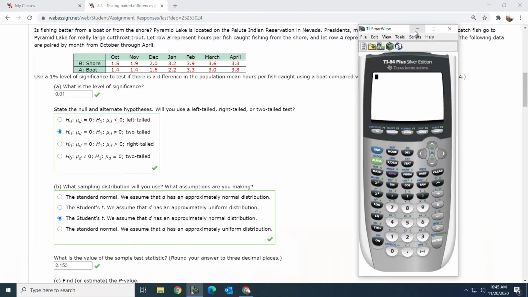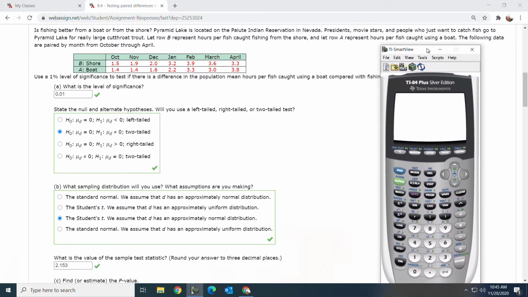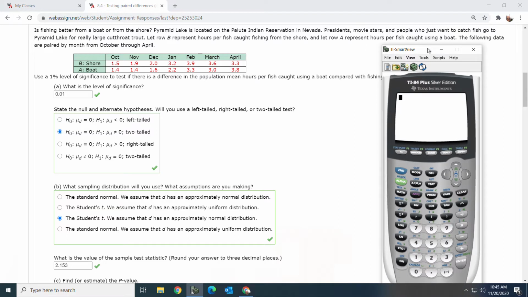For example, this problem, and this is in your 8.4 paired difference, testing paired differences homework link. The first problem is fishing better from a boat or from the shore. Pyramid Lake is located on the, I don't know how to pronounce that, Indian Reservation in Nevada. Presidents, movie stars, and people who just want to catch fish go to Pyramid Lake for really large cutthroat trout. Let row B represent hours per fish caught fishing from the shore, and let row A represent hours per fish caught using a boat. The following data are paired by month from October through April.